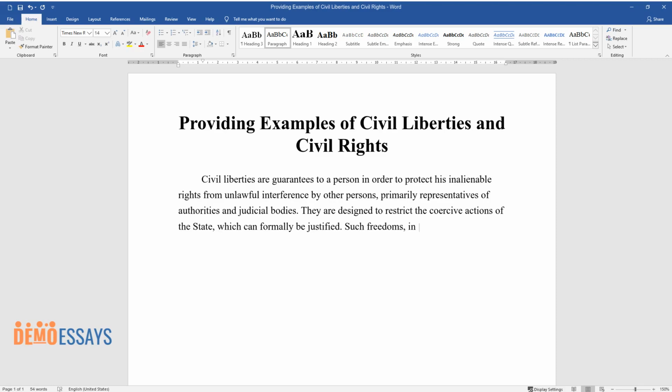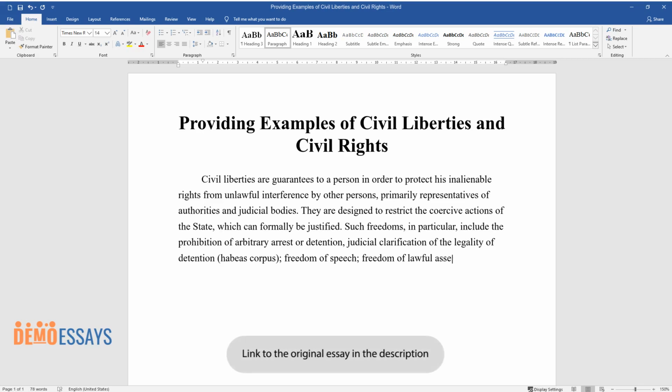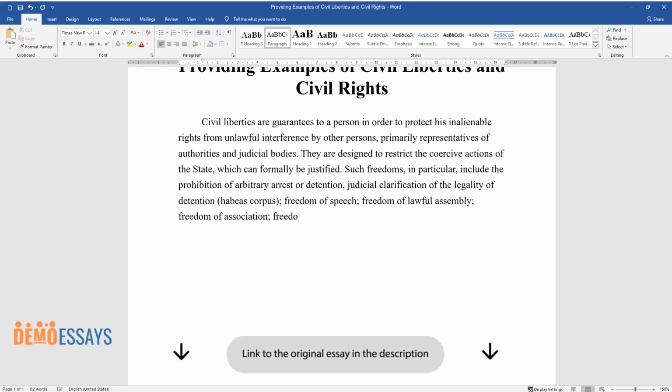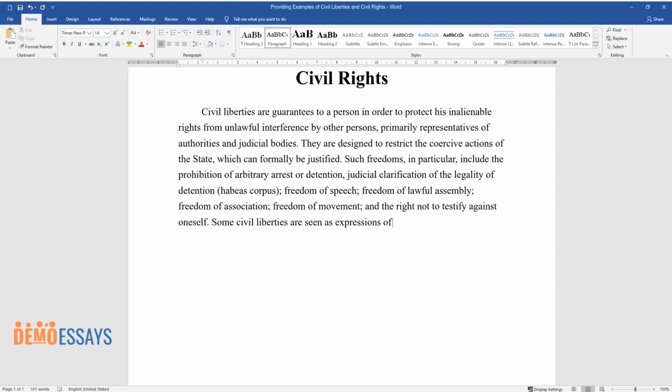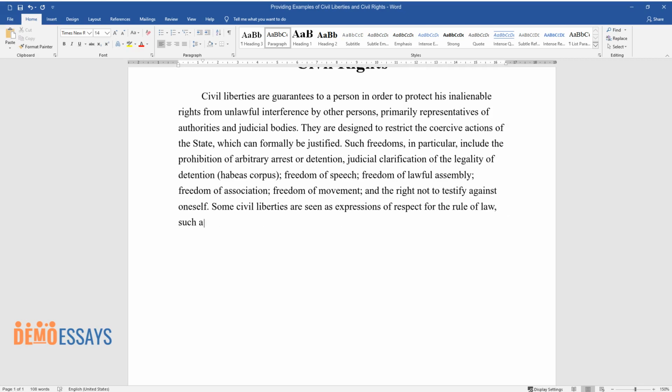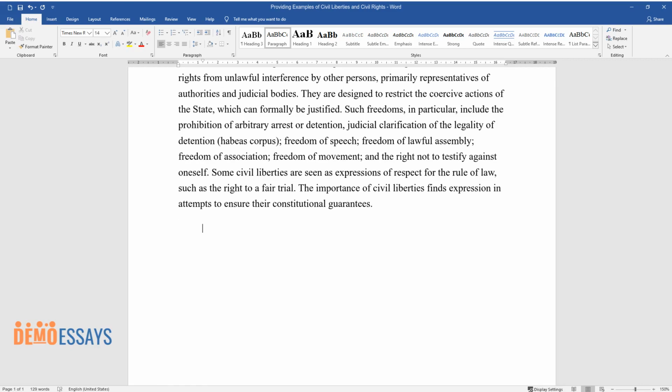Such freedoms, in particular, include the prohibition of arbitrary arrest or detention, judicial clarification of the legality of detention, habeas corpus, freedom of speech, freedom of lawful assembly, freedom of association, freedom of movement, and the right not to testify against oneself. Some civil liberties are seen as expressions of respect for the rule of law, such as the right to a fair trial. The importance of civil liberties finds expression in attempts to ensure their constitutional guarantees.